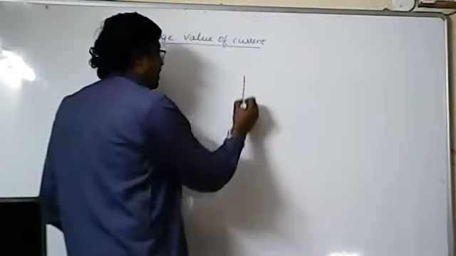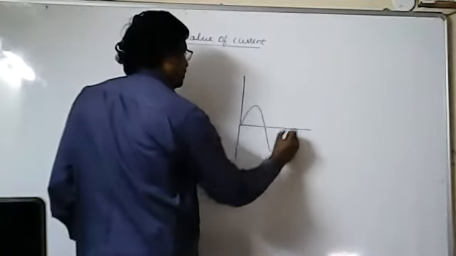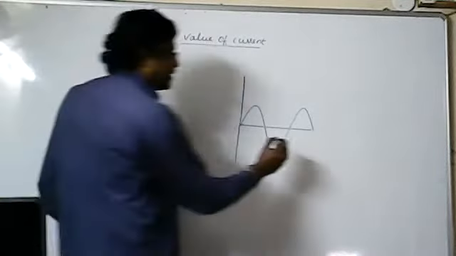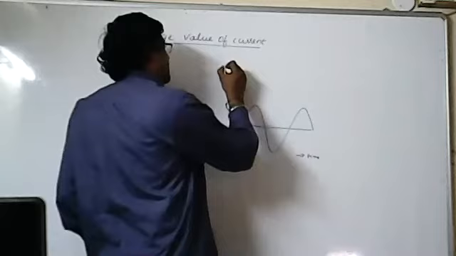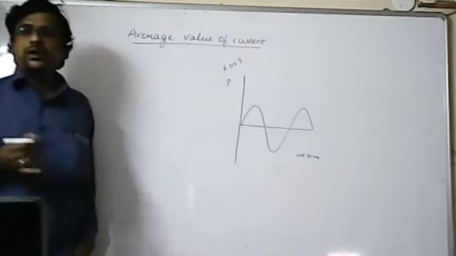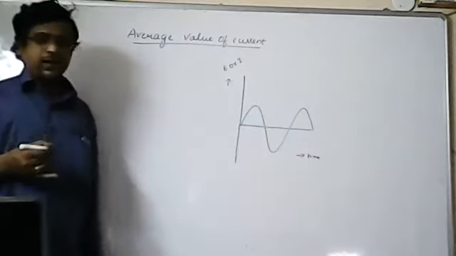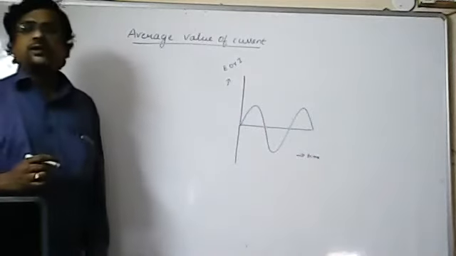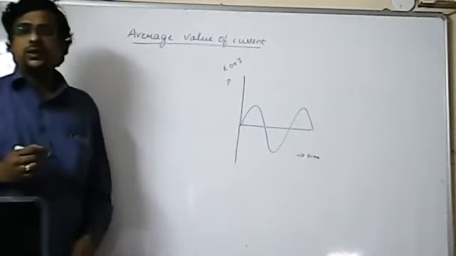So if I draw an AC signal, this is the pattern of an AC signal. On the x-axis it is time, and on the y-axis it is either current or voltage or power, anything. That means as you move with respect to time, the value of the signal keeps changing. Such a signal is called an AC signal. For that AC signal, we'll calculate the average value.